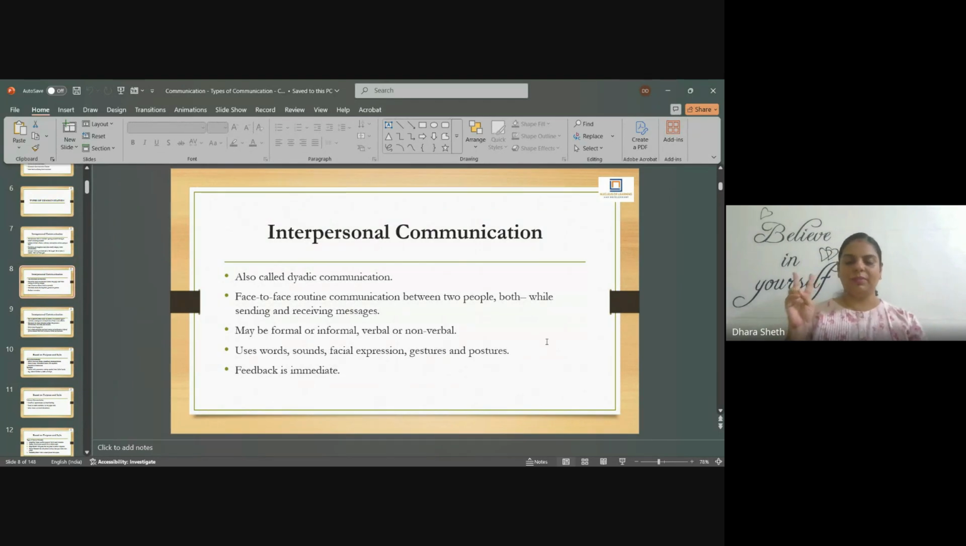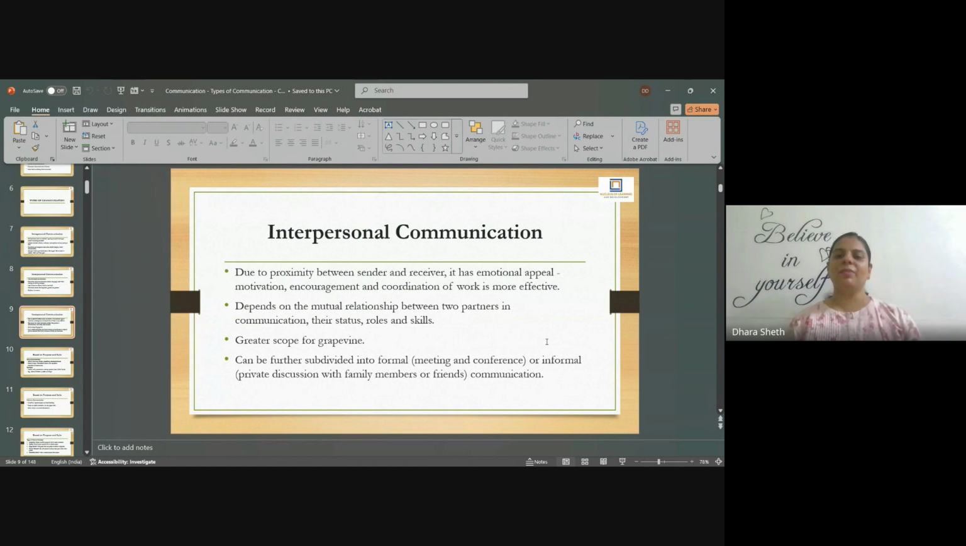Interpersonal, between two people. You are one, then there's another person. Dyadic, D-Y-A-D-I-C, two. Face-to-face routine communication between two people, both while sending and receiving messages. It can be formal, informal, verbal, non-verbal, using words, sounds, facial expressions, gestures, postures, and the feedback is immediate. On an immediate basis, you get feedback. Face-to-face, and if not face-to-face also, the feedback is immediate. Two people chatting on WhatsApp is also interpersonal communication.